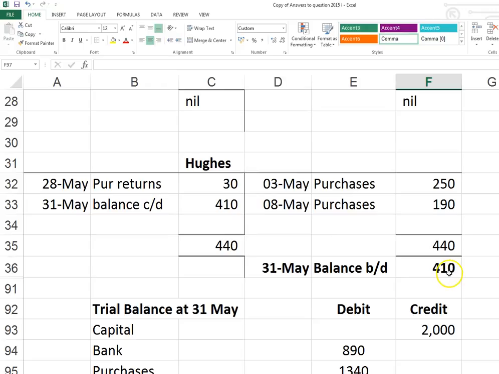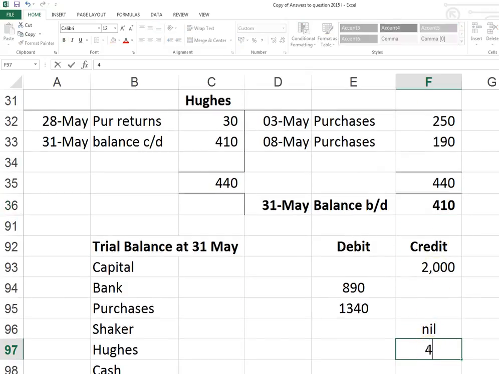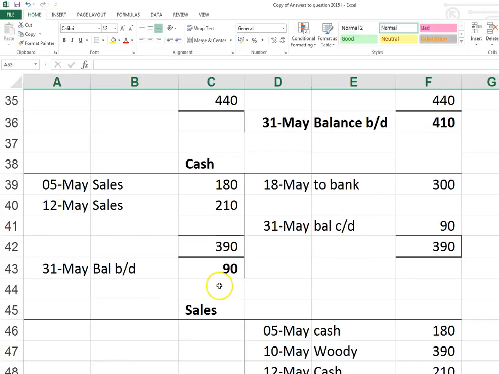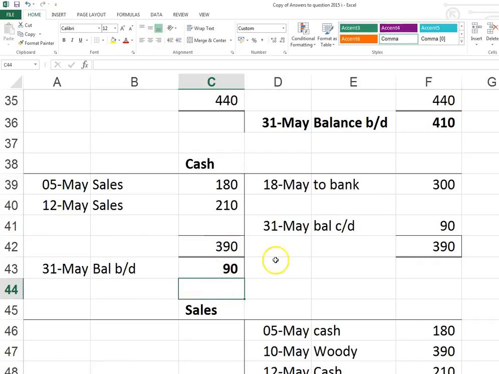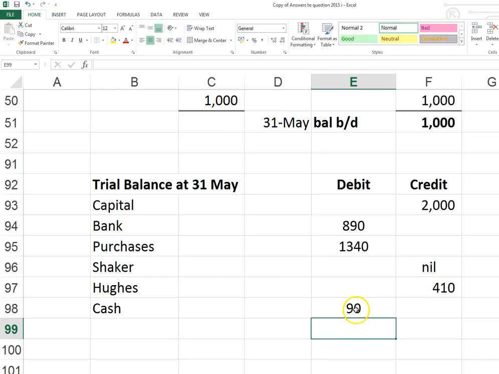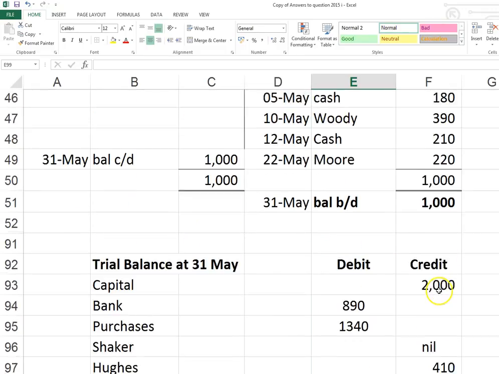Hughes, the balance was 410 on the credit side, so you don't put in the total, you put in the balance brought down, and on the same side, so on the credit side under Hughes we have 410. Next account is cash. What we're interested in is the balance brought down of 90 on the debit side. So cash 90. The next account after cash is sales, which is 1,000 on the credit side.